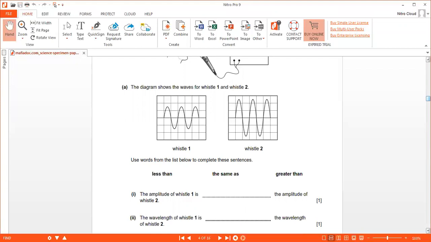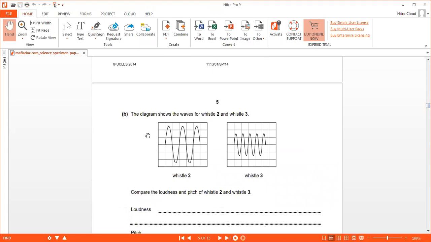Double I, the wavelength of whistle 1 is, wavelength means the distance between two crests or two troughs. So here, whistle 1 and whistle 2, the distance is similar. So the wavelength of whistle 1 is the same as the wavelength of whistle 2.